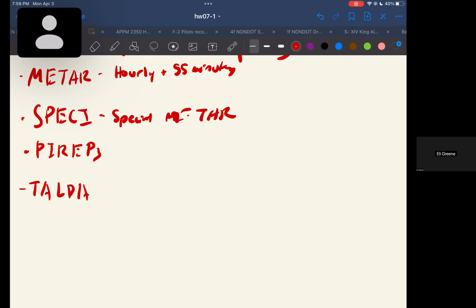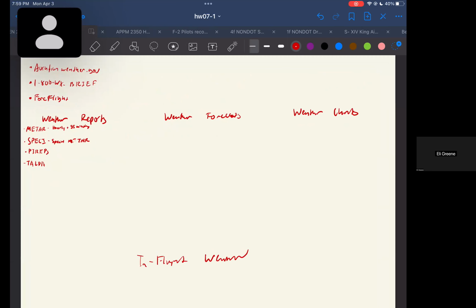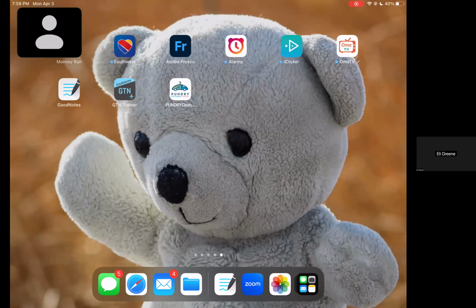All right, we'll cover PIREPs and TAFs next time, and then we'll cover all of the rest of this, which is forecast charts and in-flight weather. I know the lesson's not really that interesting, but it is what it is. If you want to know how to interpret TAFs or METARs, you can look up the table called METAR abbreviations from the National Weather Service and read all of it.